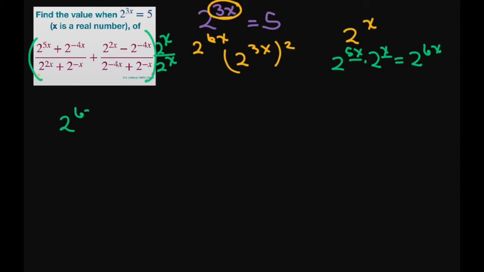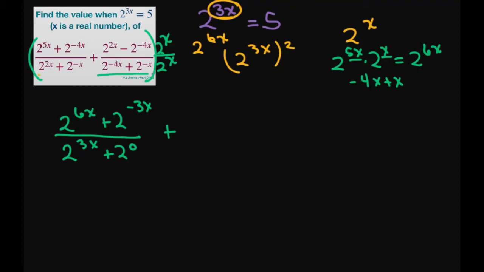So you get 2 to the power of 6x plus 2 to the power of negative 3x, because we're adding negative 4x plus x. Our 2's already match. And then in the denominator for this one, we get 2 to the power of 3x plus 2 to the power of 0. Then for this second term, we get 2 to the power of 3x minus 2 to the power of negative 3x, all divided by 2 to the power of negative 3x plus 2 to the power of 0.